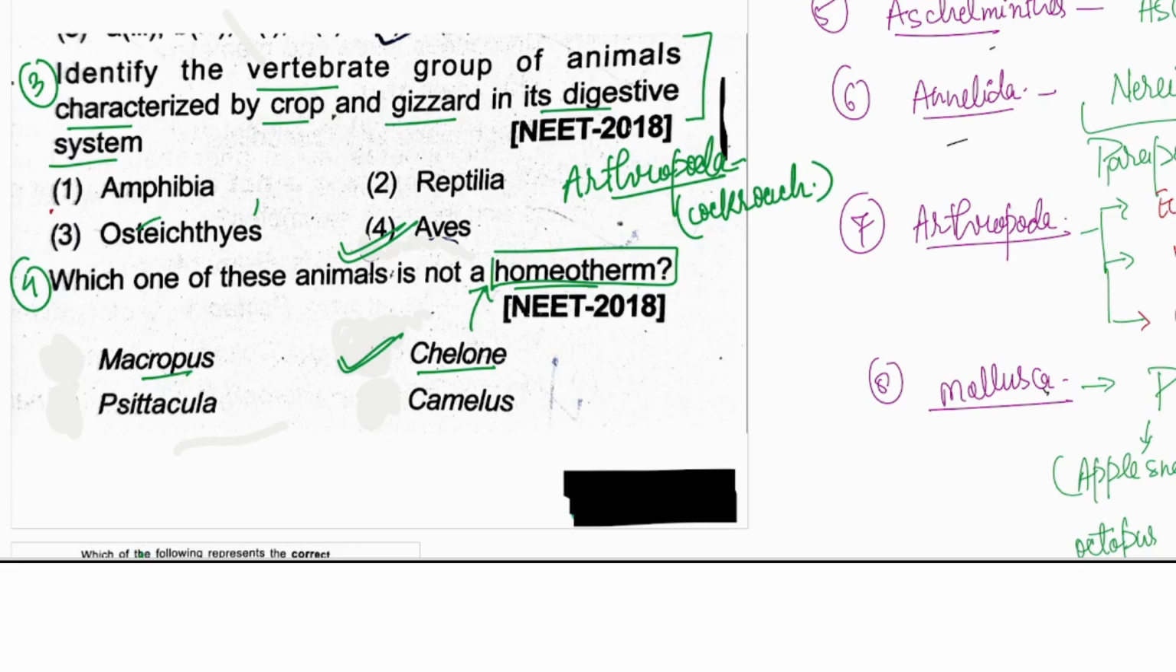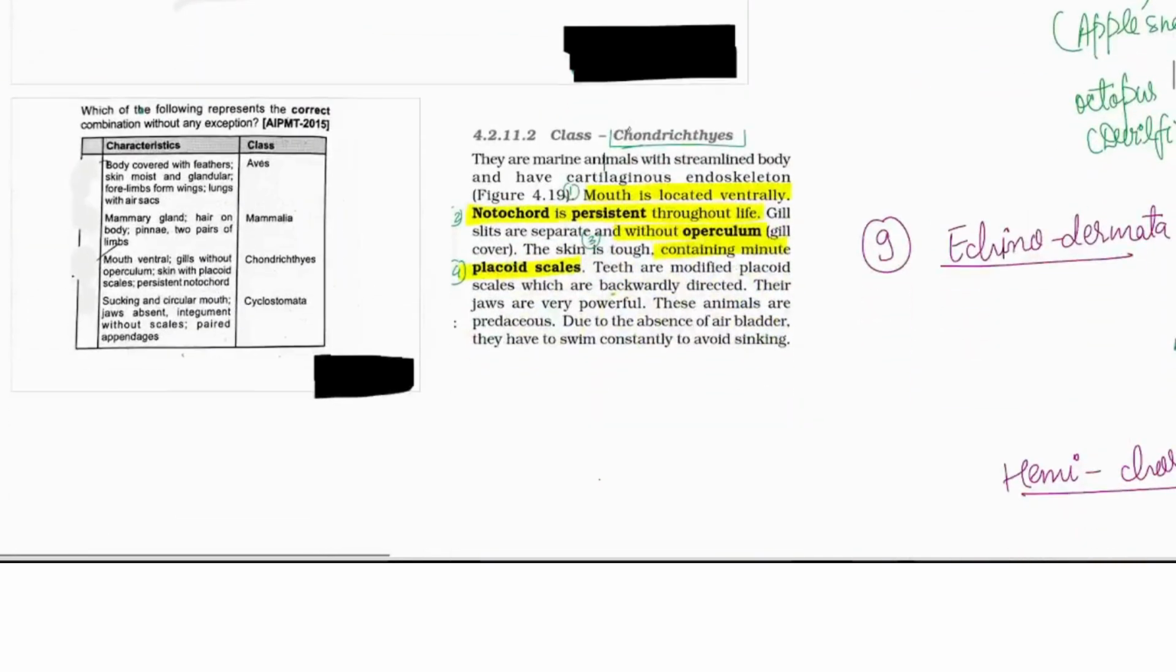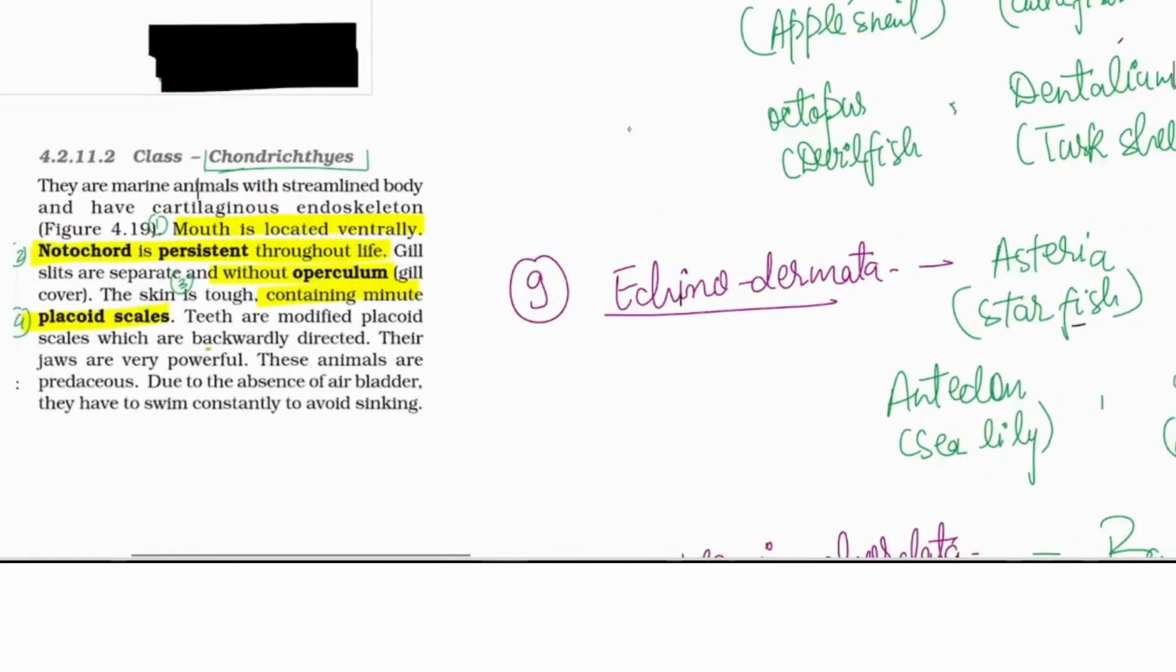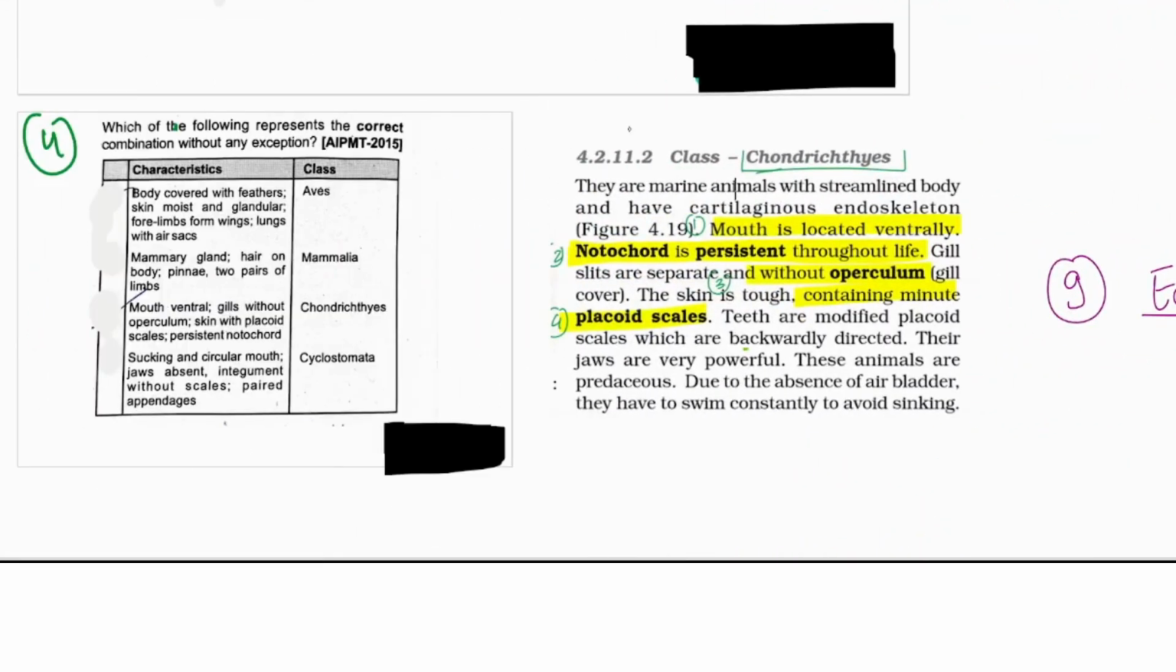They live in an aquatic environment, so they cannot maintain the body temperature. But Macropus, Psittacula, Camelus all belong to the phylum Vertebrata, and they are on land also, so they can manage it. So Chelone cannot do it, so this one. Next question number 4 is here; for clarity I have attached the NCERT page here.